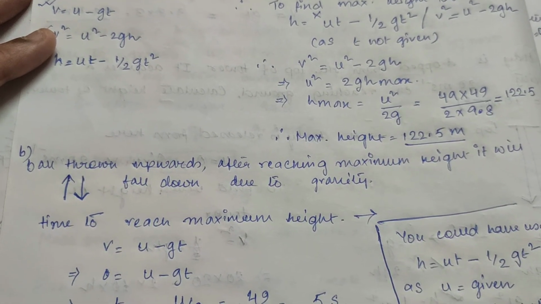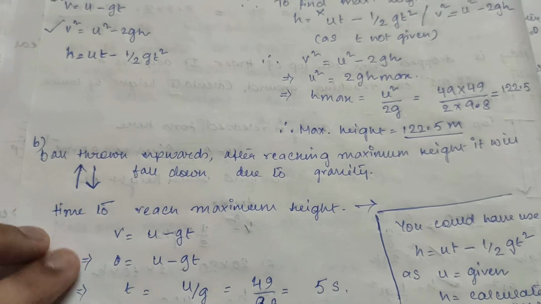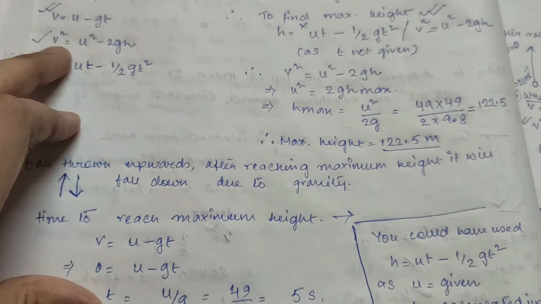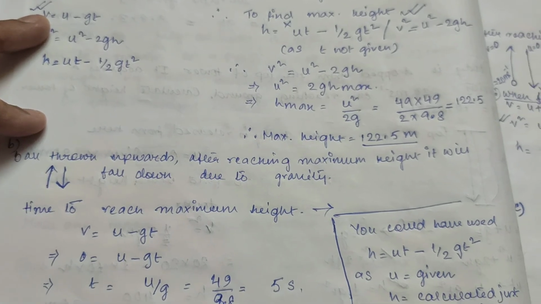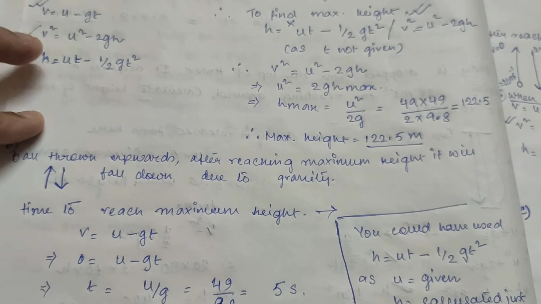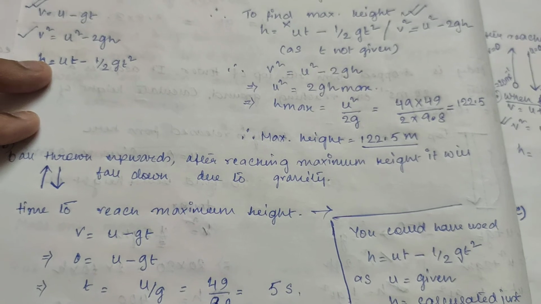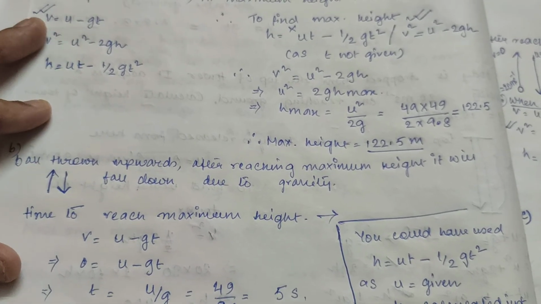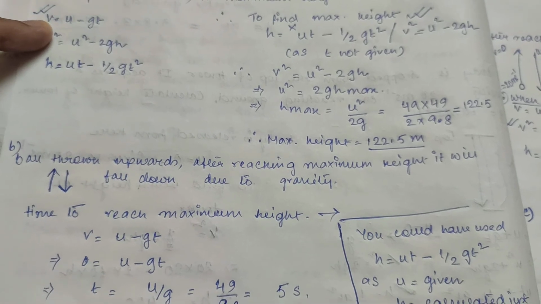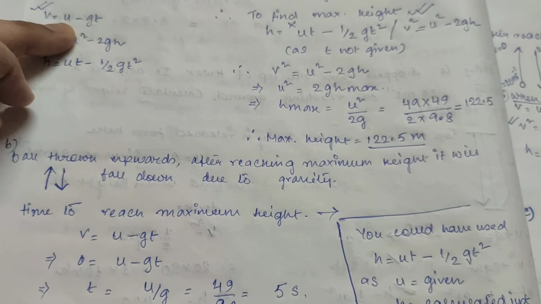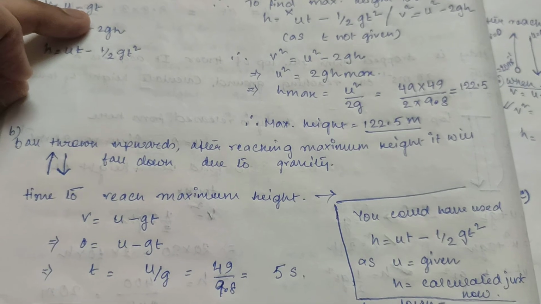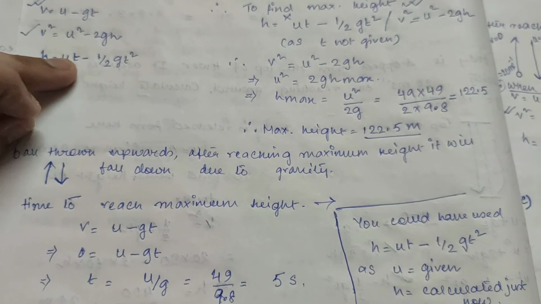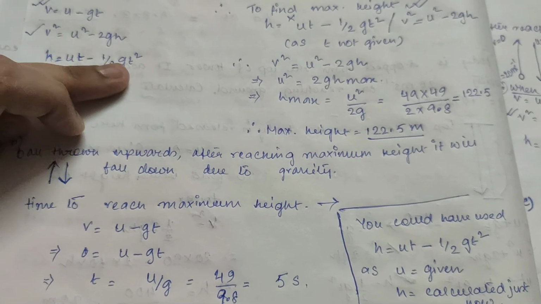So, if I find the time taken to reach the maximum height, how will I find? From this equation I can find the time. Obviously from this also I can do, because now I know H. I can use this form also. If I use this form, V is 0, U is given 49, G is given. So I can find T. Also I can find T from here. H I have calculated, U is given, G is given.